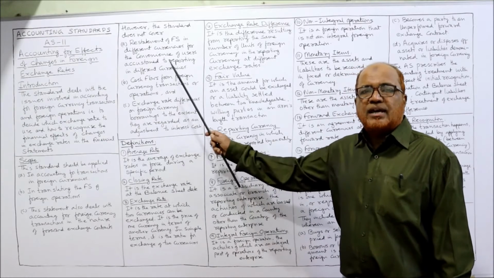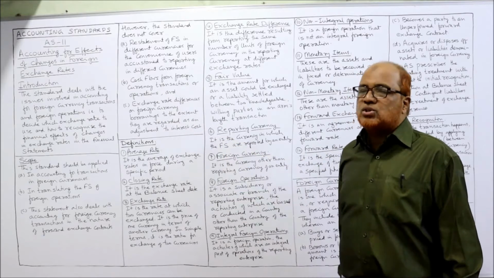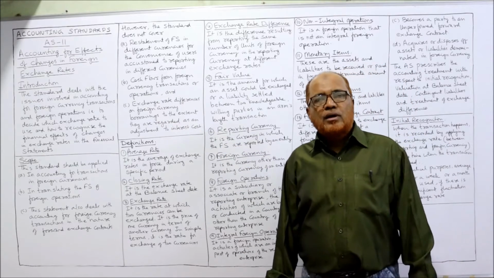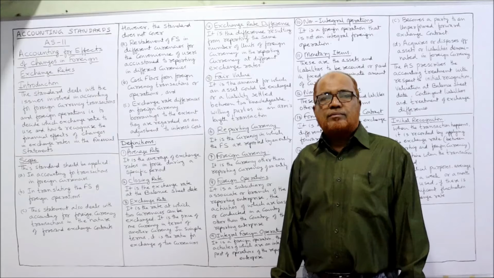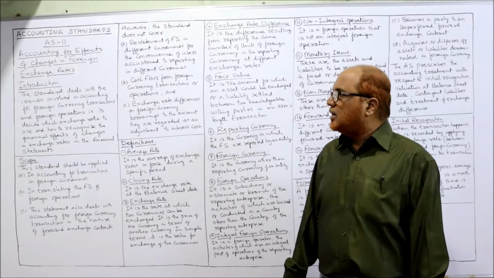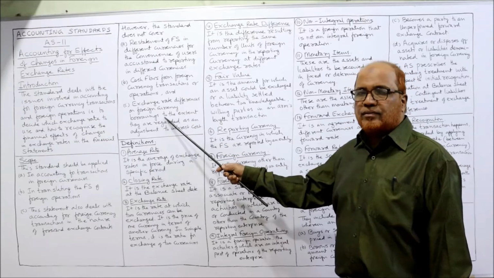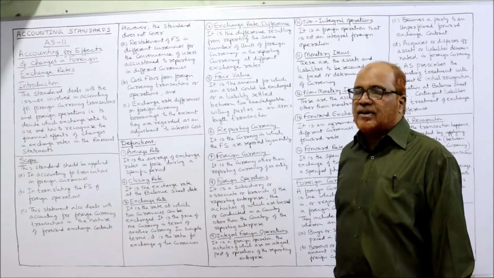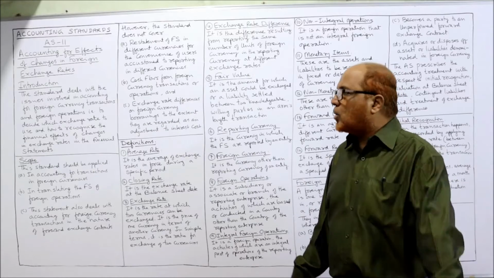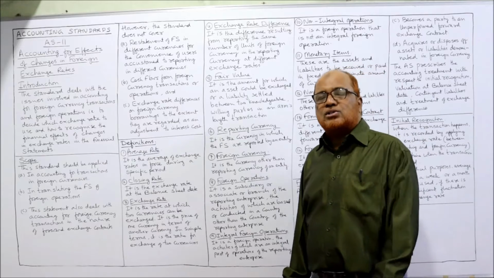For them, this AS11 is not applicable. Cash flows from foreign currency transactions or operations, so making a cash flow statement. Again, for making cash flow statements, this AS11 is not applicable. Thirdly, exchange rate differences on foreign currency borrowings to the extent they are regarded as an adjustment of interest cost.